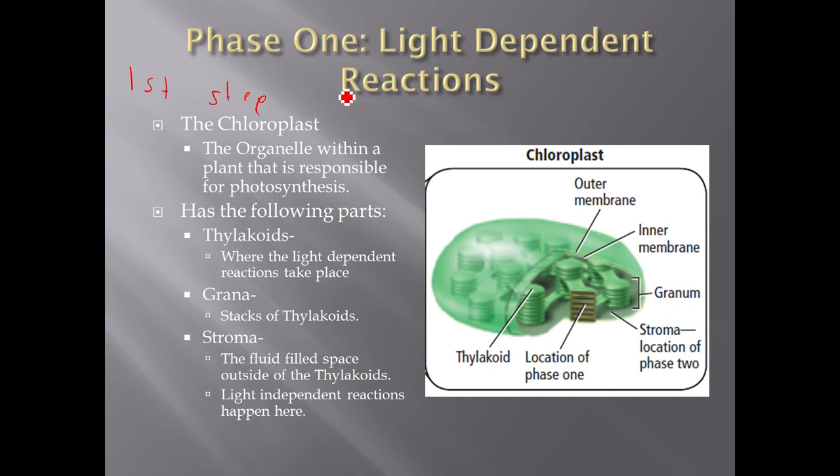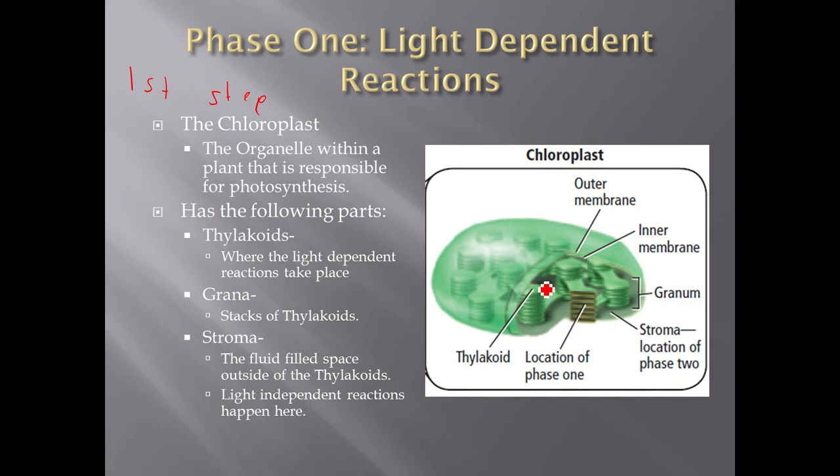Now, if you remember from chapter 7, we covered a little bit about this inside the cell. The chloroplast is an organelle within a plant that is responsible for photosynthesis. Its one job is to make photosynthesis take place. Now, the chloroplast has 3 parts to it that you will have to know about. The first one is called the thylakoid.